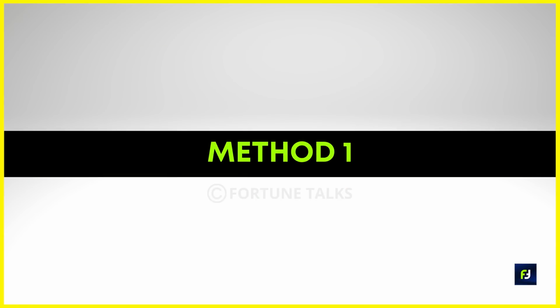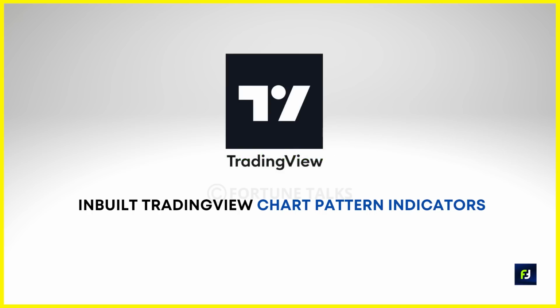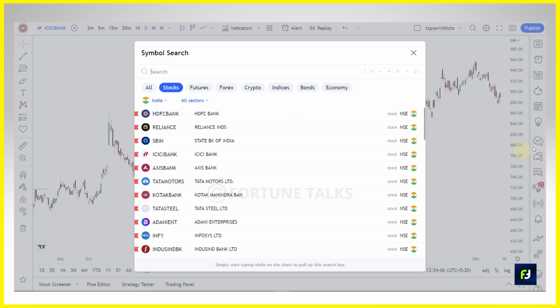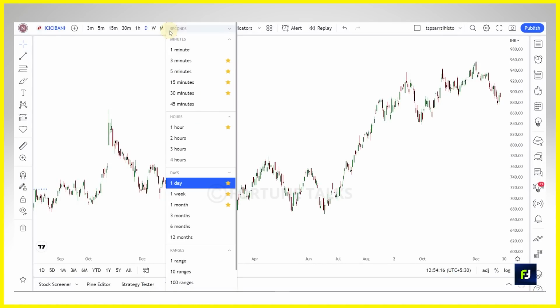So let's discuss the very first method of doing this. The first method uses the inbuilt TradingView indicators for spotting chart patterns. This feature is only available in TradingView charts, so make sure you have at least a free account in TradingView. All you have to do is to select the chart of your liking, be it a stock or an index or a currency pair, and then select the time frame that you intend to trade the pattern in.